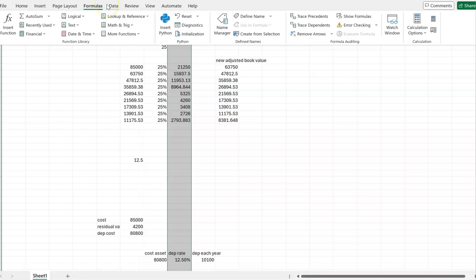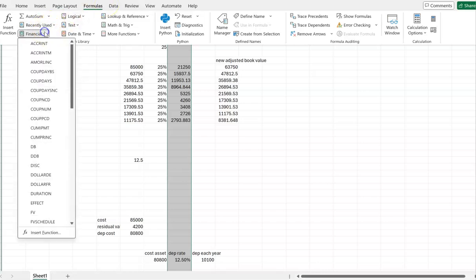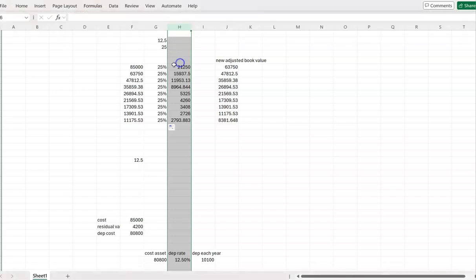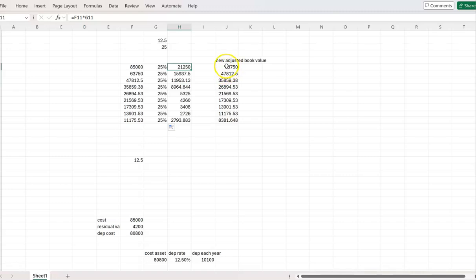So basically 85,000 times 25% would be 21,250, and the 85,000 minus 21,250. Wouldn't our new amount be 63,750? Right? That times 25% would give us our new value.